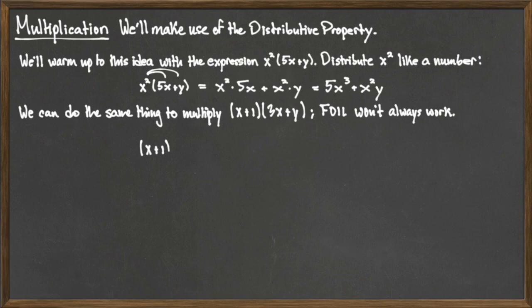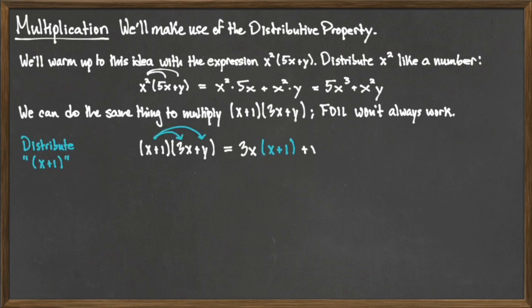What we're going to do here is take the quantity x plus 1 and distribute it across the quantity 3x plus y. When we do so, I get 3x times x plus 1 plus y times x plus 1. If this does look strange, remember we just did the same thing upstairs with the x squared. I can distribute an entire quantity even though it's a sum. If I'm distributing anything across the 3x plus y, that right term, then 3x is going to get something and y is going to get something. It's just in this case that something is the entire quantity x plus 1.